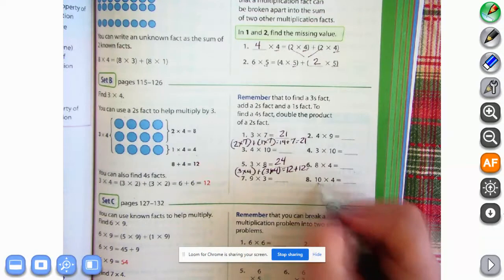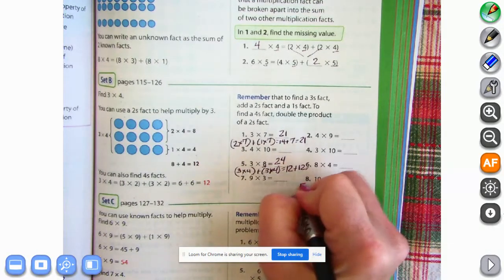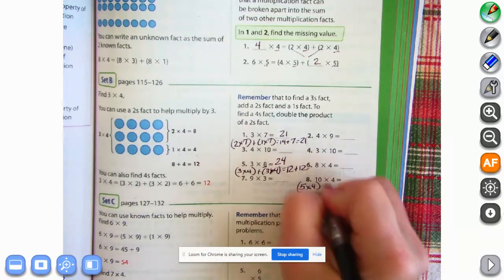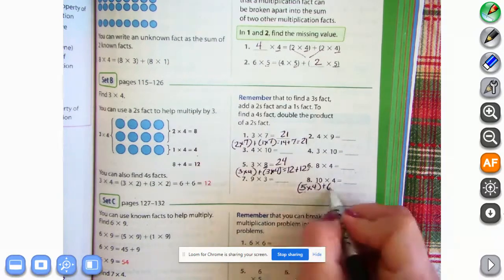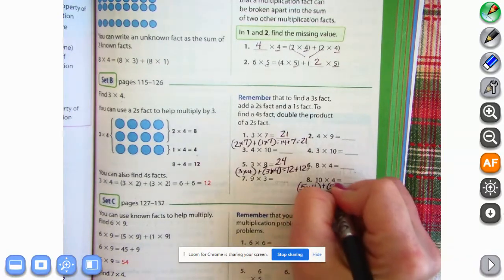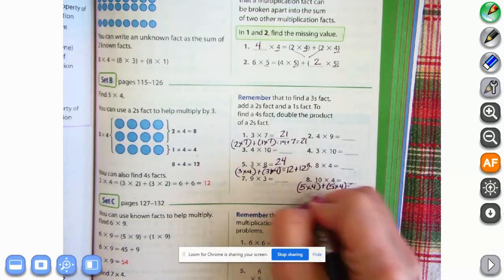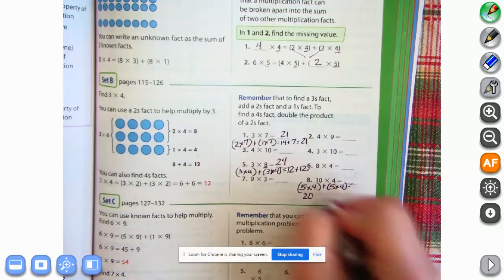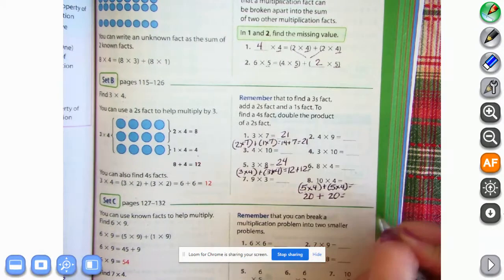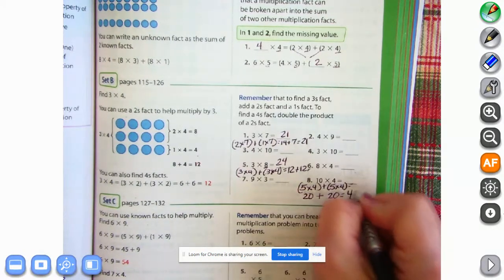Let's break down this 10 times 4. 5 times 4. So if I have 5, 5 plus what will make 10? Plus 5 times 4. 5 times 4 is 20, plus 5 times 4 is 20. 20 plus 20 is 40.